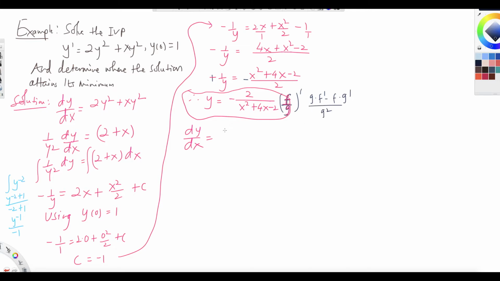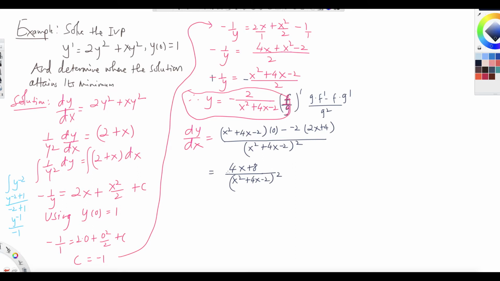If you do that, you will get (x squared plus 4x minus 2) times f prime, which is 0, minus f, which is negative 2, times g prime, which is 2x plus 4, divided by the square of that, (x squared plus 4x minus 2) squared. So what do you get? This part will be 0, and that will be 4x plus 8, divided by (x squared plus 4x minus 2) squared.